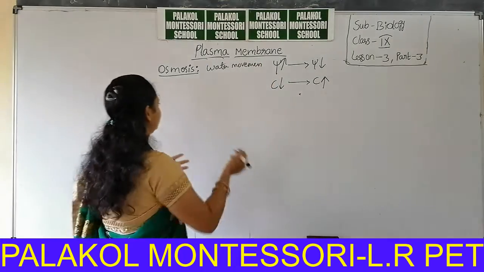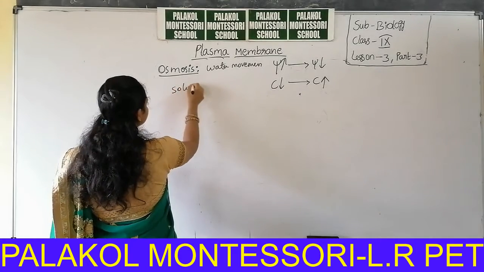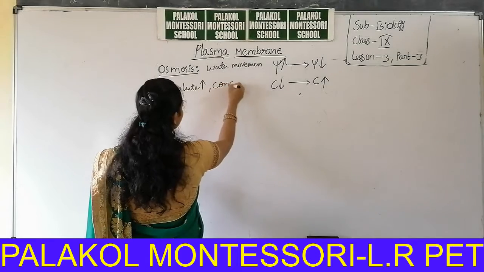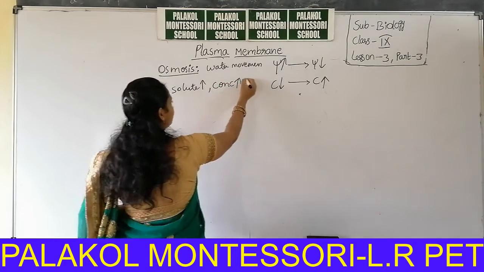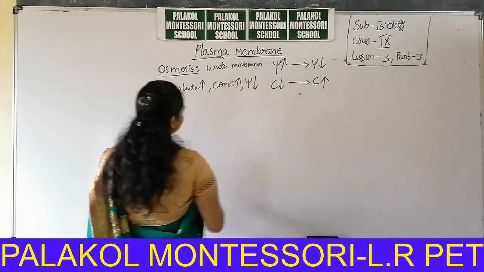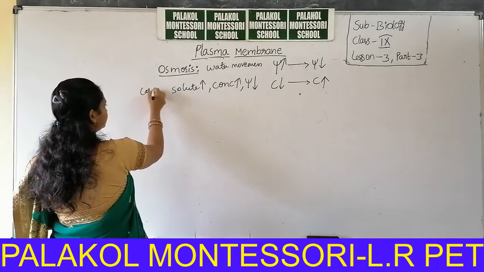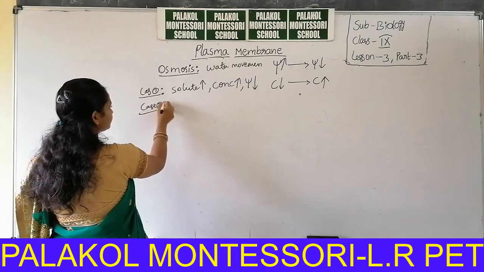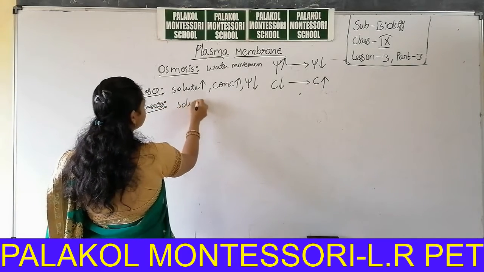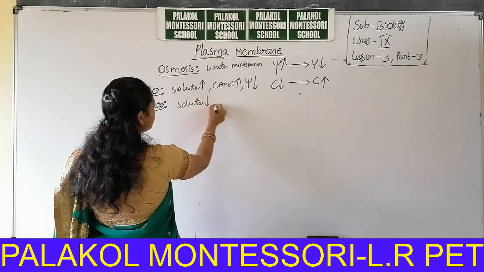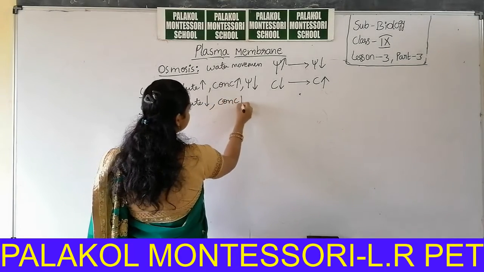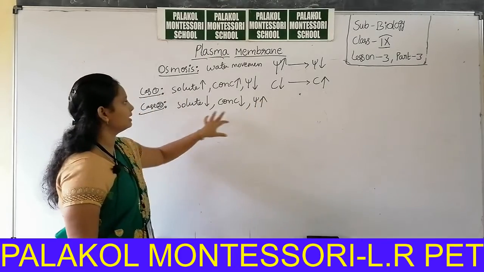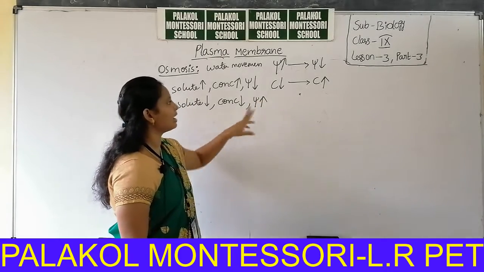Okay, interlinked. When solute is more, concentration is also more, then water potential is less. This is case 1. Students, carefully listen. In case 2, solute number is low, concentration also low, and water potential is more. These are opposite.